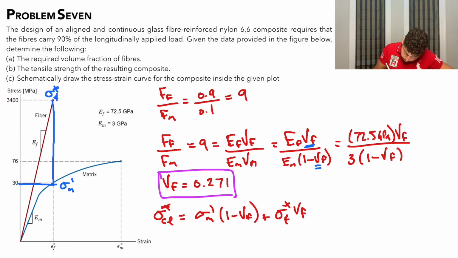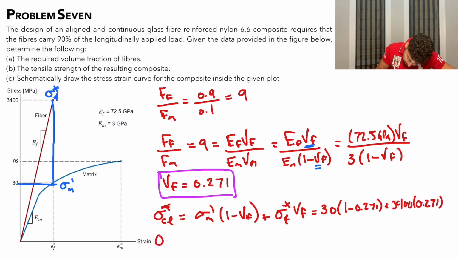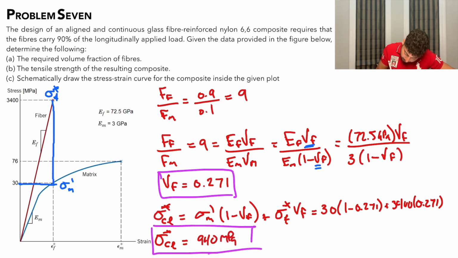So let's substitute those values. We'll get 30 times 1 minus 0.271 plus 34,000 times 0.271. And that's going to give us our stress on the composite loaded in the longitudinal direction, which is equal to 940 megapascals. So far the problem has been very easy and very straightforward.